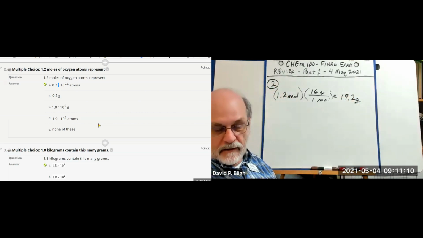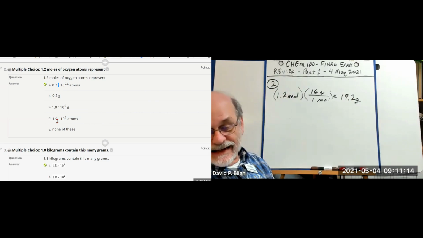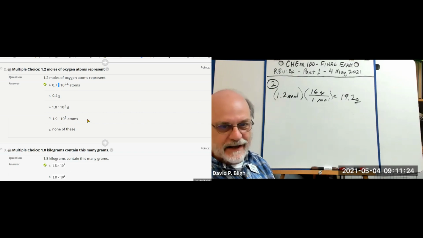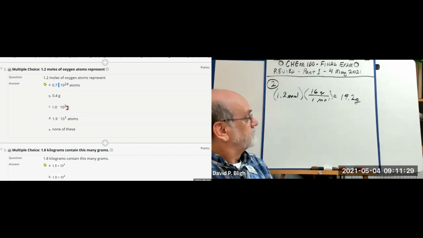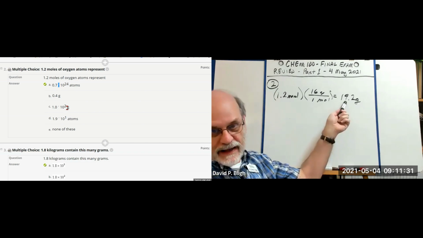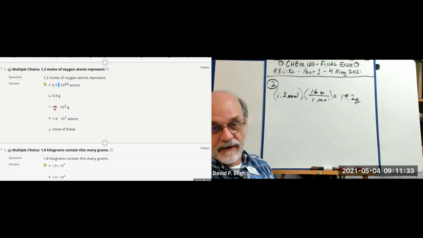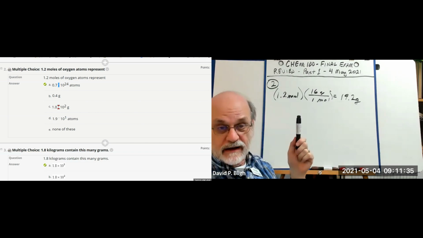Okay. Now there are 19 atoms here, right? So don't be fooled. That says atoms, not grams, right? The number's right, but the units are wrong. So it's not D. It's not this one. That's 20 grams. That doesn't round up to 20. If it did, if it rounded up to 20, then it's a possible answer.